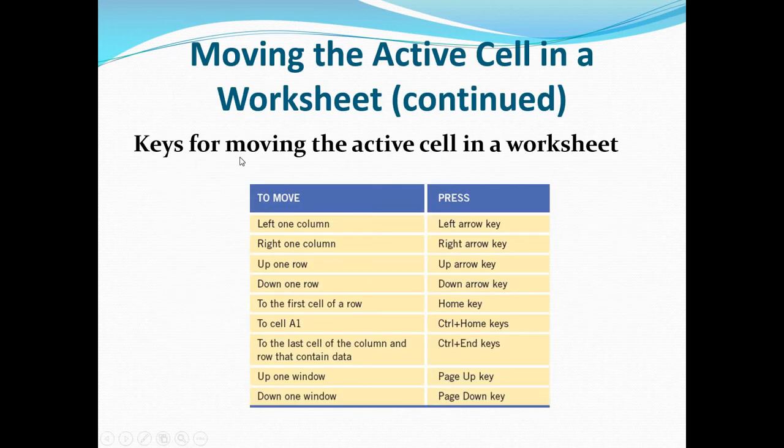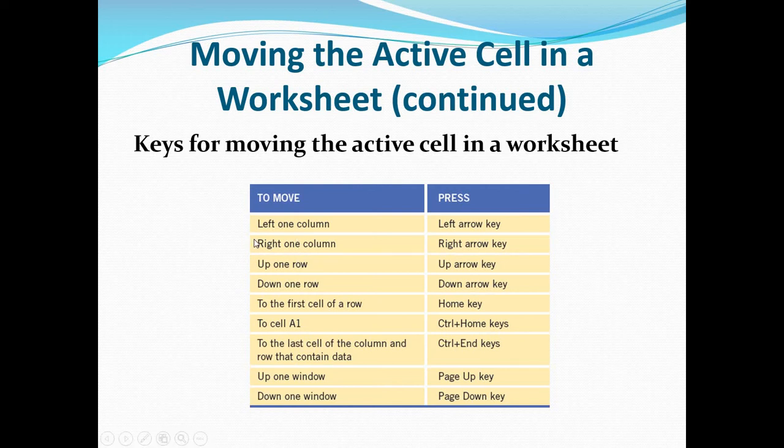Here are the keys for moving the active cell in a worksheet. You can use these keys in order to move the active cell to another place. For example, if you want to move left one column, press the left arrow key. To the right side there is an arrow, up arrow, down arrow, left arrow, right arrow. You can see it on your keyboard.